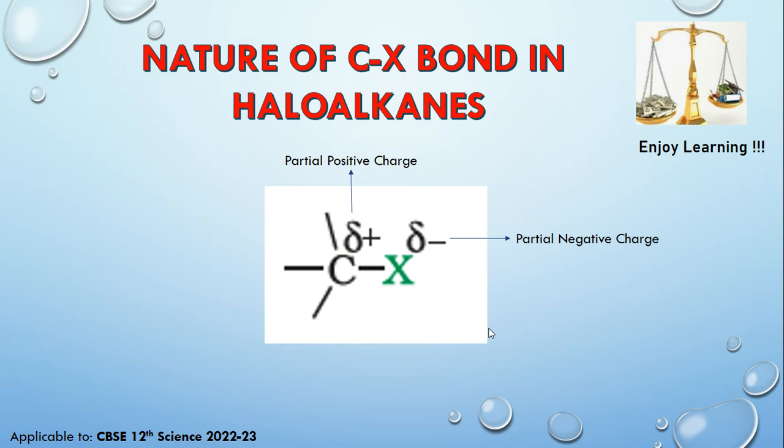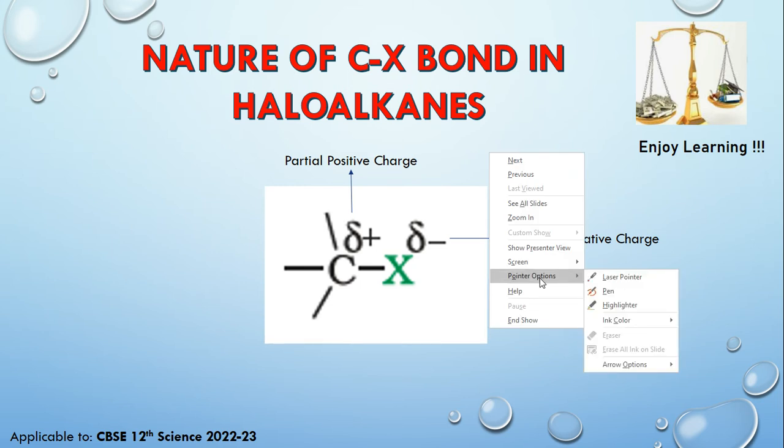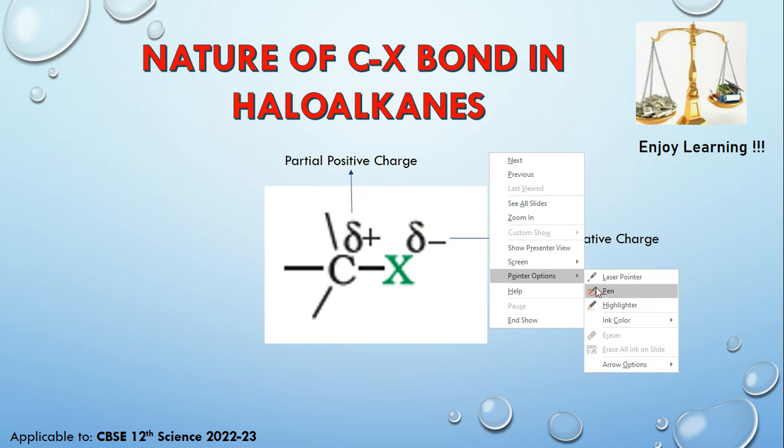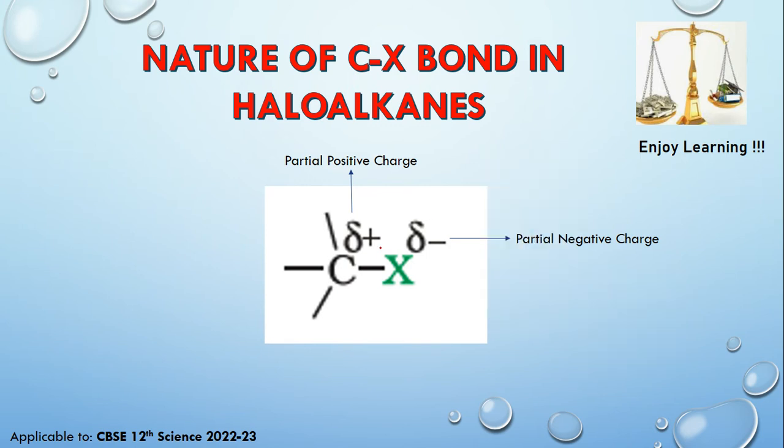Now carbon bears a delta positive charge and the halogen bears a delta negative charge. It is represented as delta positive and delta negative respectively. Delta positive stands for partial positive charge and delta negative stands for partial negative charge. Now why that is so, we will see.